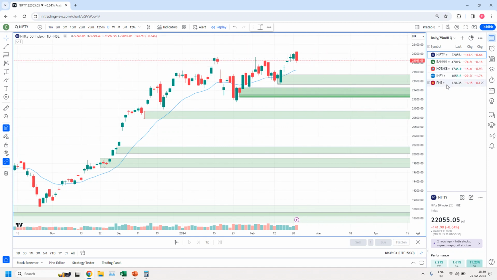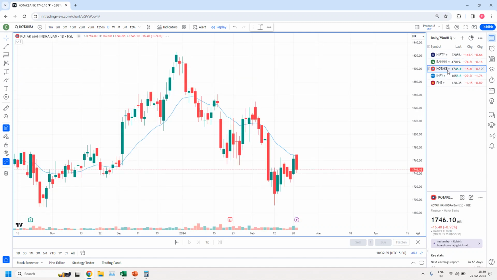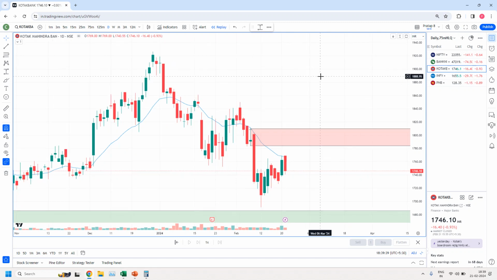But now let us get into the analysis of high liquidity zones. The first one is Kotak Mahindra Bank. So this is a daily high liquidity zone, drop base drop. I didn't fine tune the zone because the structure is not good. Look into the 75 minutes.